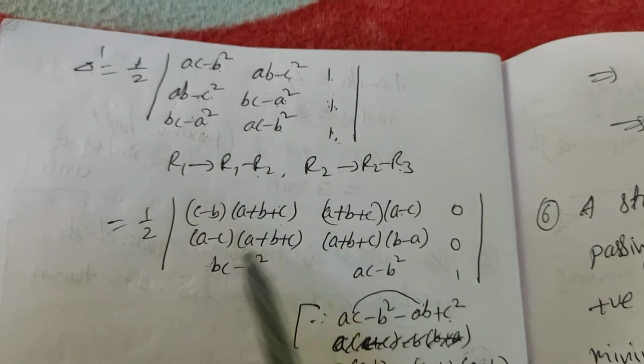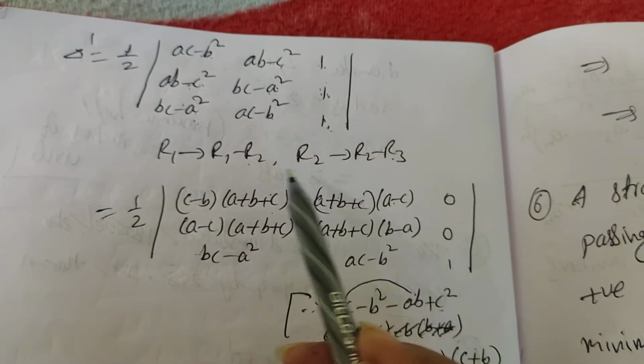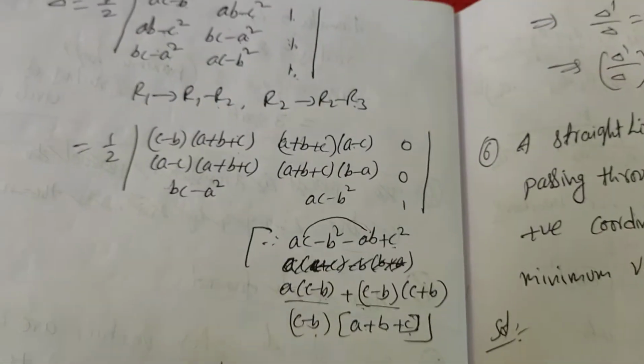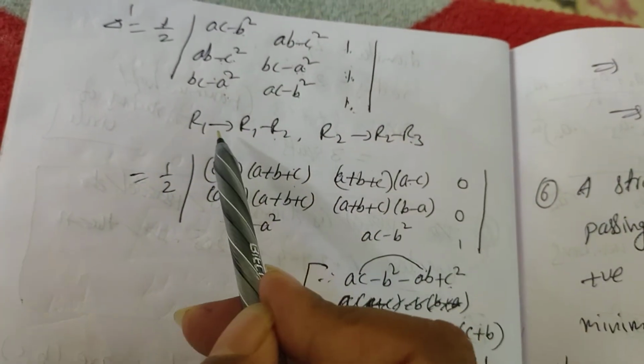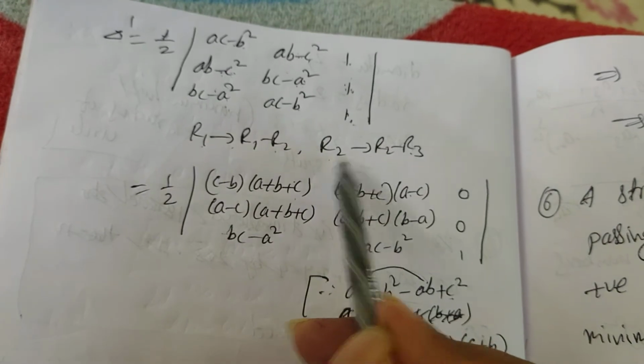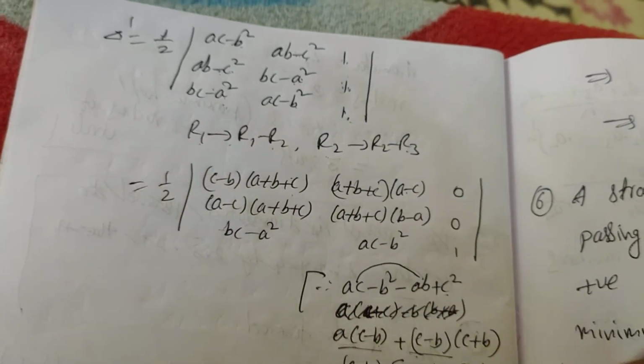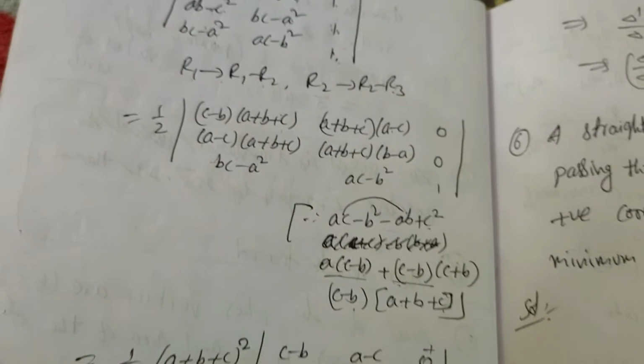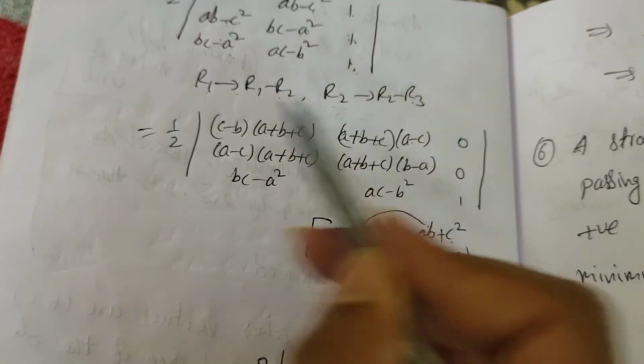So write the third row as it is, because I didn't use the third row. Didn't use means I am not changing the third row. So R1 implies R1 is going to change, R2 implies R2 is going to change. Here R3 I didn't operate. Okay, so that's why. So this is the determinant expansion.